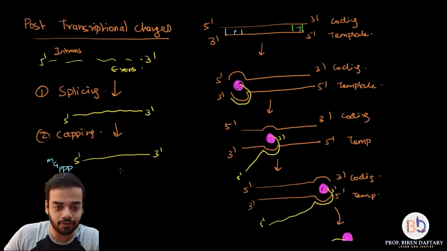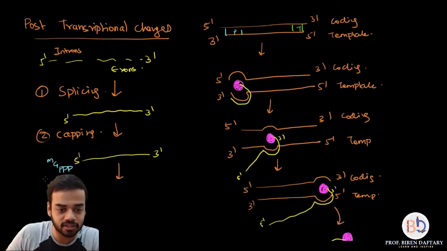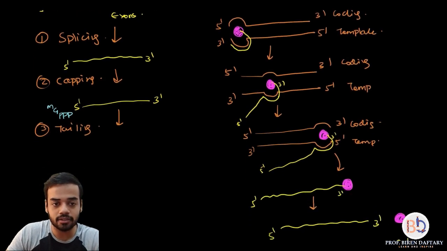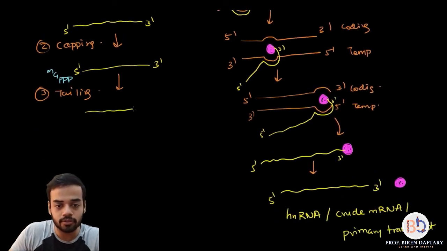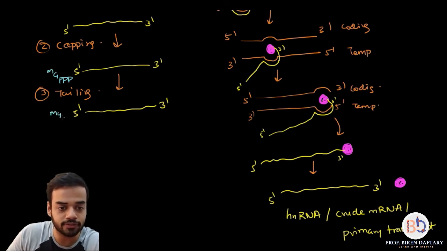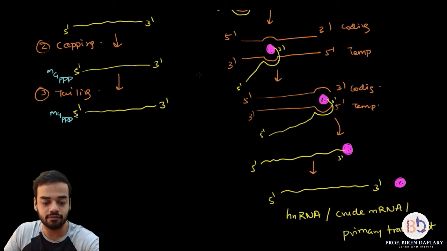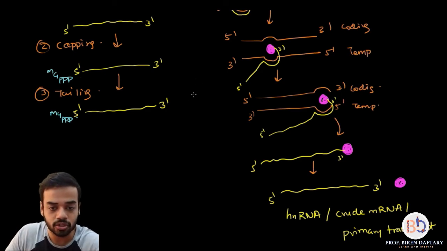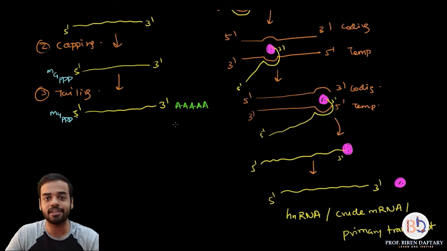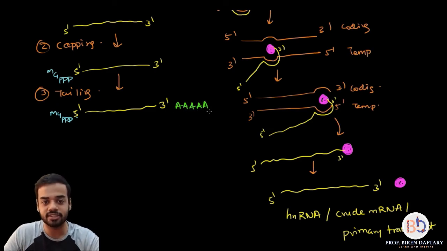Okay, and after capping, the last step in post-transcriptional changes is called tailing, and here we are going to label the 3 prime end. So this is your 5 prime end, this is your 3 prime end, and let me show the methyl guanosine triphosphate over here. In tailing we add adenine residues to the 3 prime end. So it is also called polyadenylation, or poly A tail. Poly means many, so many adenine residues are attached.